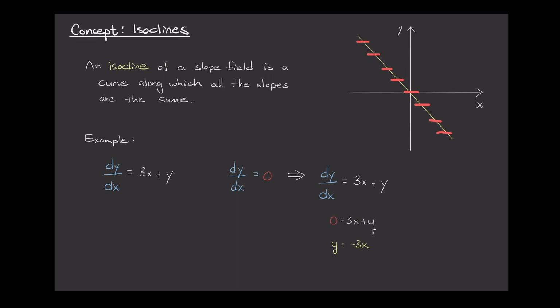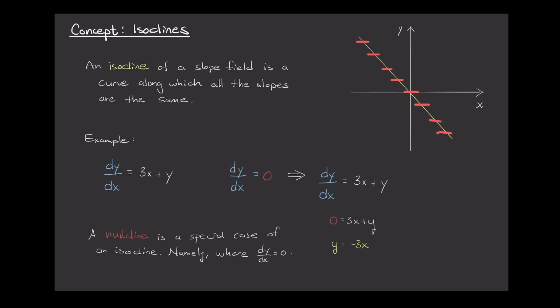Now this could have been done with any value besides 0, but 0 is a particularly nice value to start with, not only because calculations tend to be easier, but because it immediately tells you a lot about the slope field. In particular, when you're looking for the isocline where dy dx is equal to 0, we call that the nullcline. So a nullcline is a special case of an isocline, and that's just where dy dx is equal to 0.